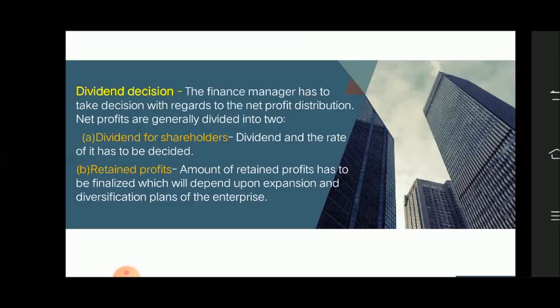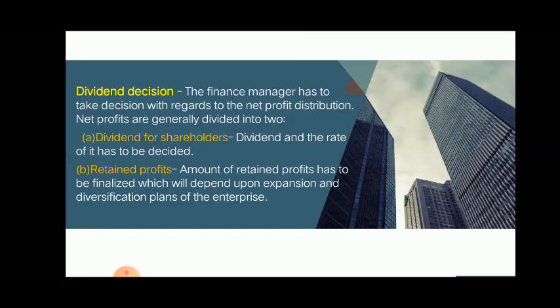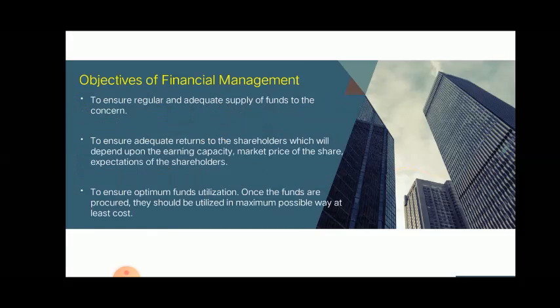Next decision is dividend decision. The financial manager has to take decisions with regard to the net profit distribution. Net profit is generally divided into two. First is dividend for the shareholders. Dividend and its rate has to be decided. Next one is retained profit. The amount of retained profit has to be finalized, which will depend upon the expansion and diversification plan of the enterprise.